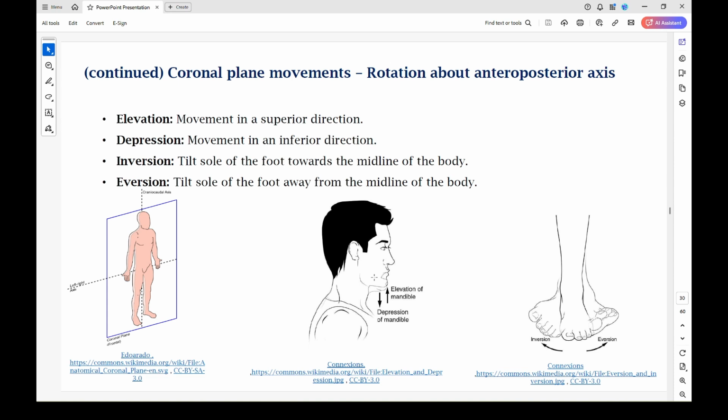Some more movements: elevation and depression. In elevation, the movement happens in the superior direction, and in depression, the movement happens in the inferior direction. There is also inversion and eversion, which are specific to the foot of the human body. Inversion means tilting the foot such that it's closer towards the midline. Eversion, away from the midline.